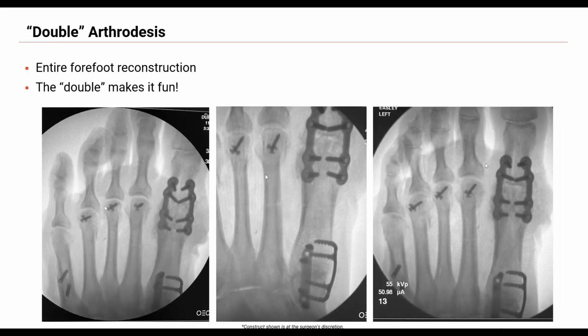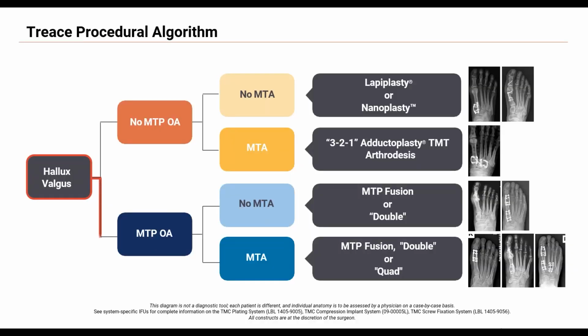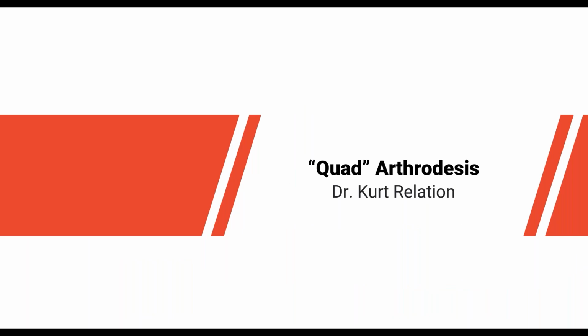And I got the added benefit of having to do the whole forefoot, which was not so much fun, but doing the first ray like this makes it a whole lot more fun because it's quite easy to do. And with a reproducible system, this is instrumented, so it makes it a little more fun. Anyway, there it is. That's the double as part of the algorithm. And then I think we'll finish up, next slide, going over the algorithm for the very last portion, where I've mentioned the double, the MTP joint arthrodesis, but then there's the quad. And so we turn that over to Kurt.